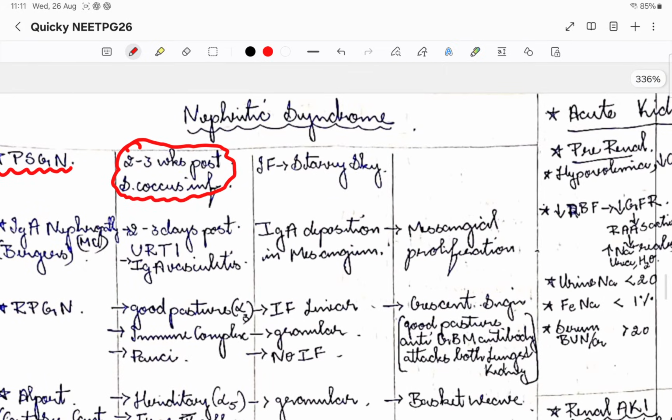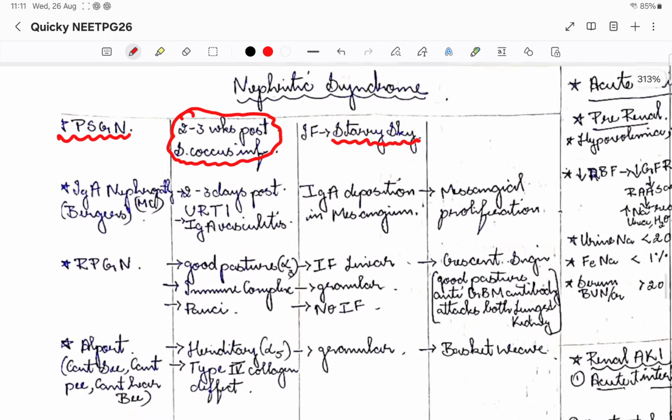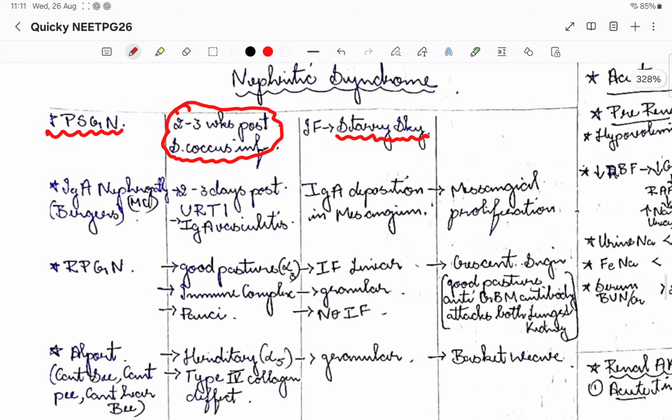So immunofluorescence looks like a starry sky, okay. So please go and look at all the immunofluorescence. It has been best given in the First Aid textbook, okay. So in First Aid it has been best given. So please go through all the immunofluorescence, okay. So this is how we can diagnose PSGN.